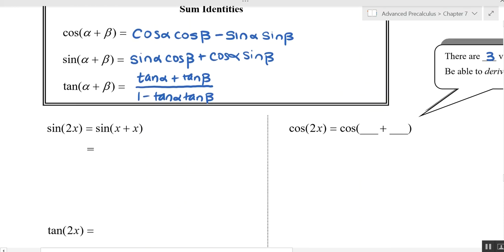So instead of writing this as sine of 2x, we're going to rewrite it as a sine of the sum of x plus x. And we're going to use the sum identity above right here to see if we can rewrite it. So this becomes the sine of x cosine x plus cosine x sine x. And just rearranging terms, we'll rewrite this as 2 sine x cosine x.